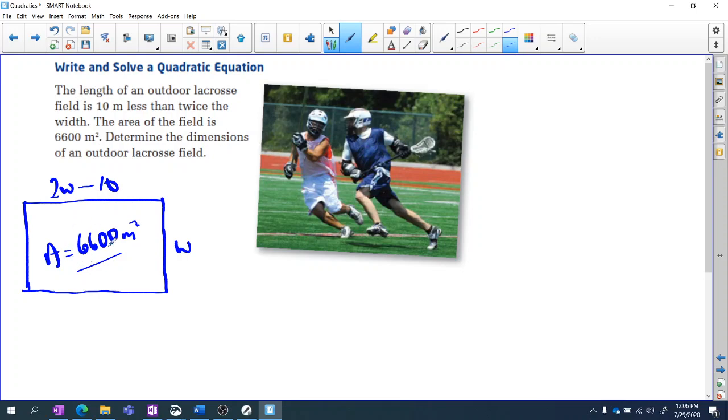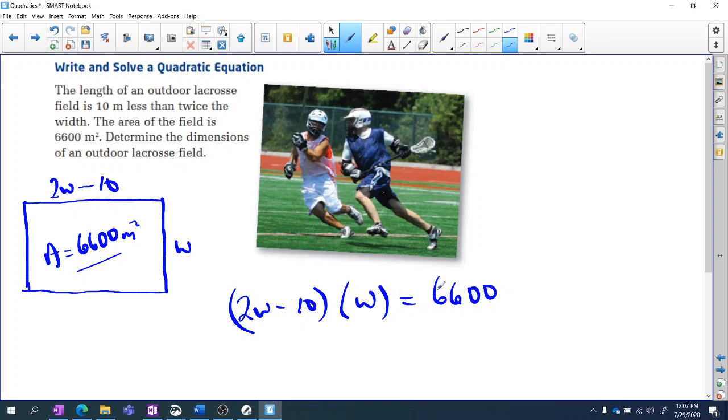Well, the only way to get the area of a rectangle is to multiply the length and the width together. So I know that 2W take away 10 multiplied by W must give me 6,600. Right? Length times width equals area. And the area was given.